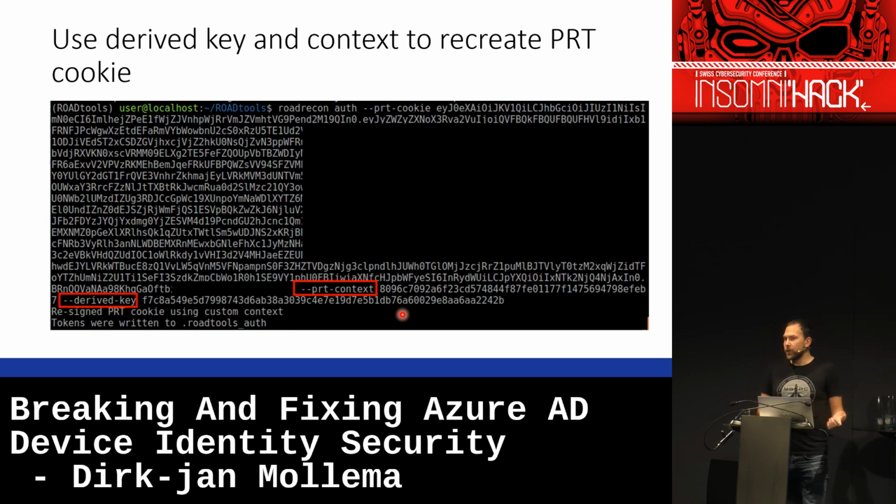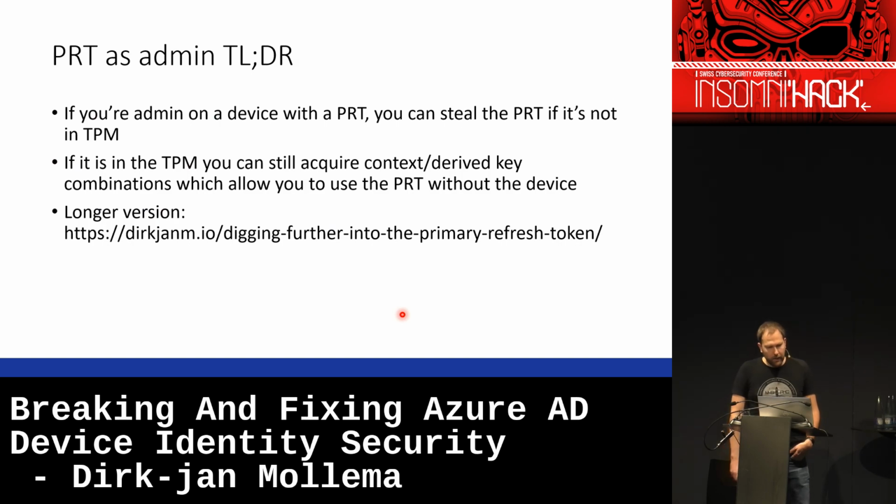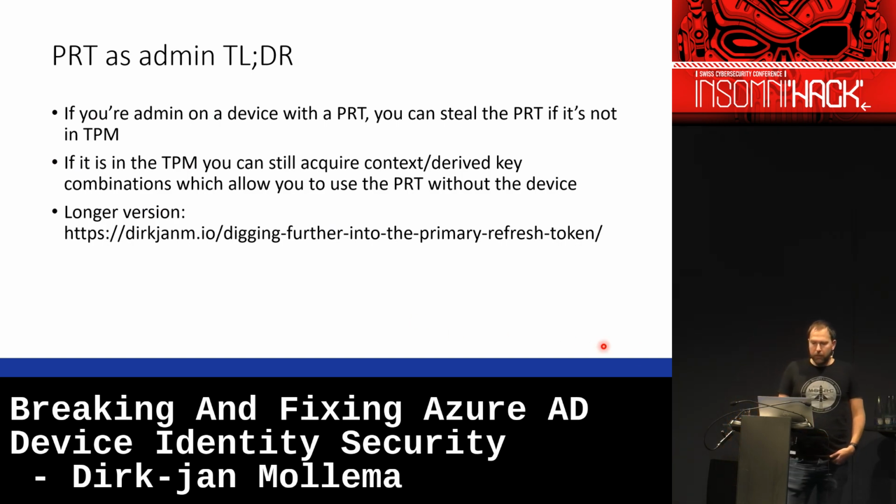And basically, whenever we want, we can authenticate using the single sign-on data without actually needing access to the TPM. So the TLDR of this, of course, if there's no TPM at all, then you can just steal the primary refresh token, including the session key, as an attacker. If there is a TPM, then you could still acquire combinations of contexts and derived keys that could allow you to use the PRT without actually having access to that device. If you want the longer version of this, it's in my blog here.